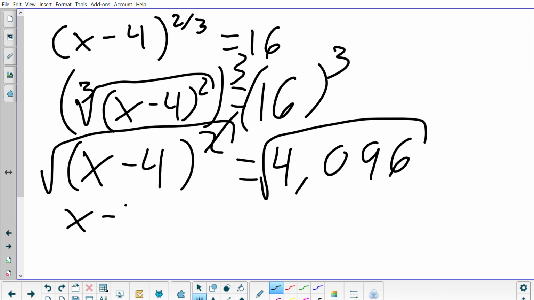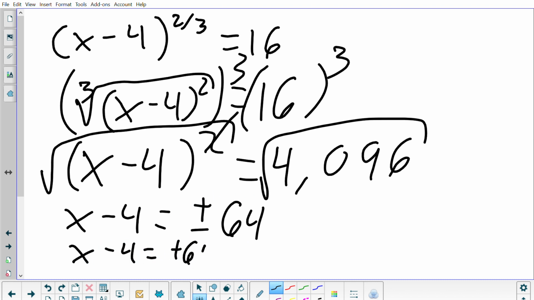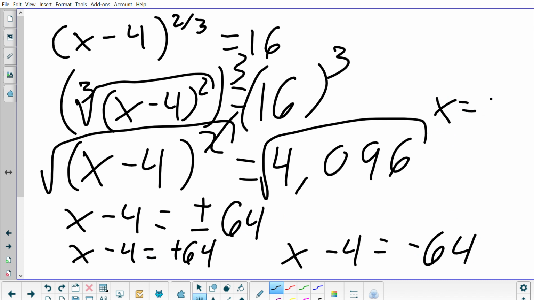So I get x minus 4 is equal to plus or minus 64. So I'm going to do x minus 4 is equal to positive 64. And then x minus 4 is equal to negative 64. Add the 4 to both sides. X can equal 68 or negative 60.